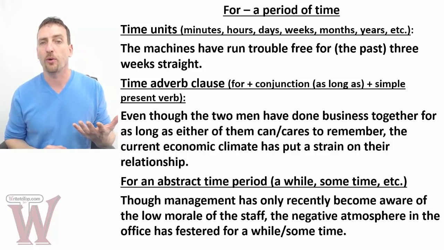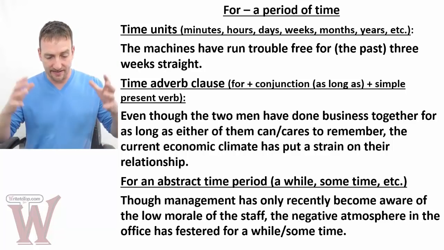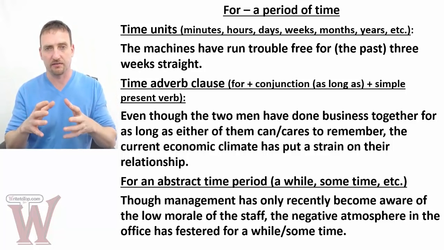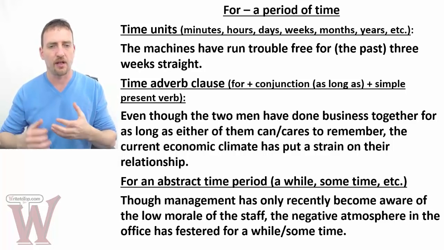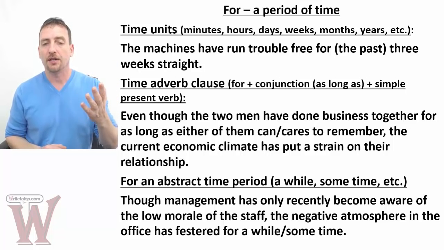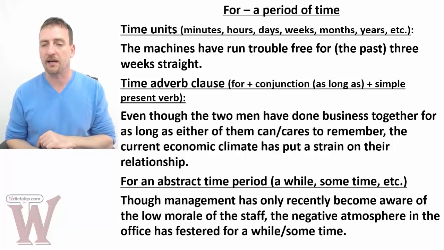And you can also use for with an abstract period of time. It's still a period of time, but it doesn't have to be specific. Time units are specific. A certain amount of time, you can count it. Abstract time is just a vague amount of time. Though management has only recently become aware of the low morale of the staff, the negative atmosphere in the office has festered for a while, for some time.